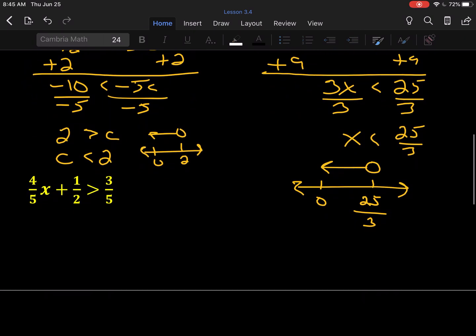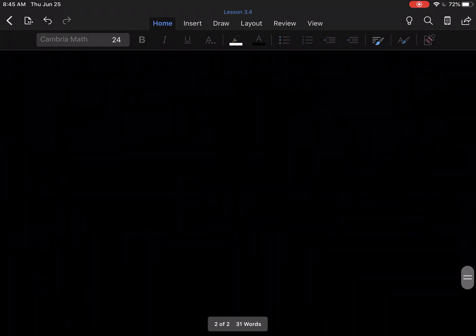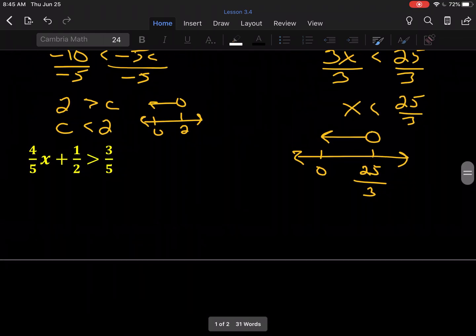Okay. The objective here is to make things as easy as possible. Oh, that's the last example. This is the last example.